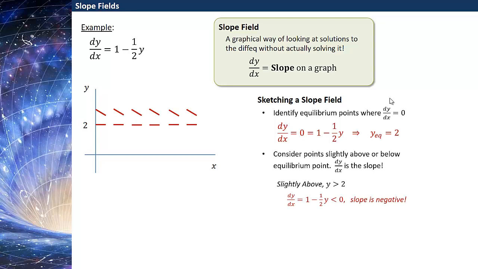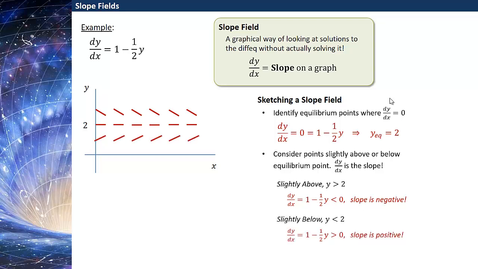Now we want to understand what the slope field looks like for the rest of this graph. So then let's consider points slightly above or below the equilibrium point. And then dy/dx is the slope. So let's look slightly above the equilibrium point for y greater than 2. So as y is a little bit greater than 2, dy/dx, which is 1 minus 1/2 y, is actually negative now, since y is larger than 2. So the slope is negative. So what I'll do is I'll draw in little negative slopes on equal intervals on my graph.